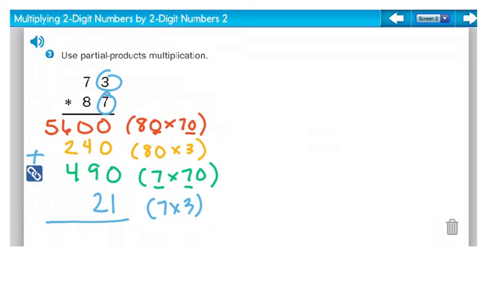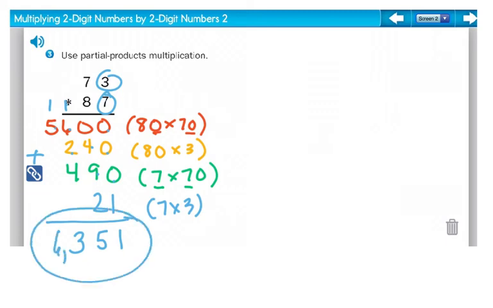The last step, once every number has been multiplied by each other, you're going to go ahead and add up all the numbers. 0 plus 0 plus 0 plus 1 is 1. 4 plus 9 is 13. 13 plus 2 is 15. Carry your 1. 1 plus 6 is 7. 7 plus 2 is 9. And 9 plus 4 is 13. Put down your 3 and carry your 1. 1 plus 5 is 6. The answer is 6,351. We're going to do a whole bunch of these together, so keep with me.